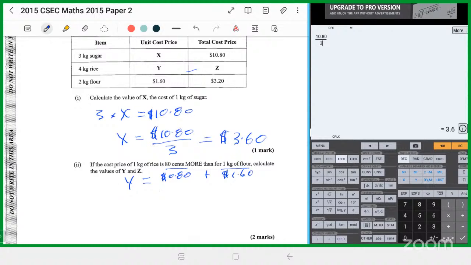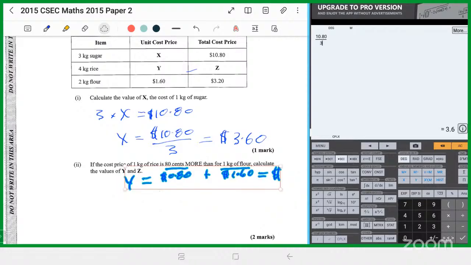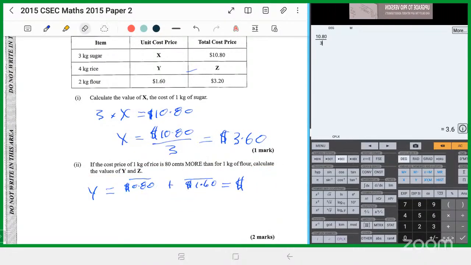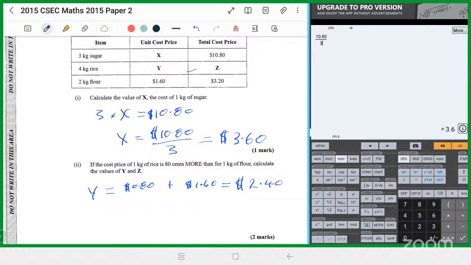So the Y right here is going to work out to be, adding 80 to 160 becomes 240. 240, let me shift this over some more. $2.40. Can I agree with that? Y is $2.40? Very good. Yes, sir. And then this Z is equal to 4 times Y.